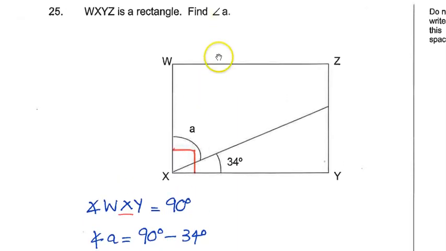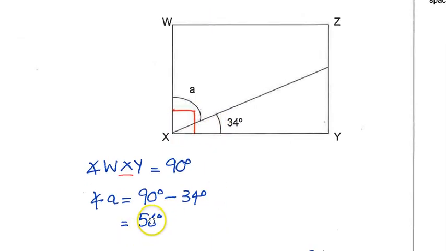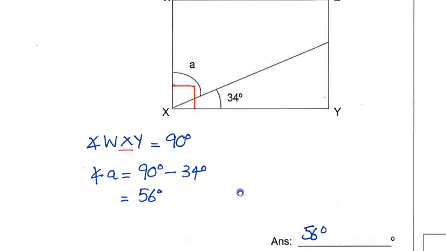Okay, in this rectangle here, find this angle. Okay, take note that this red line over here means angle WXY. Angle WXY is 90 degrees. 90 degrees takes away 34, right? Gives you the answer, 56 degrees. Okay, angle A is 56 degrees.